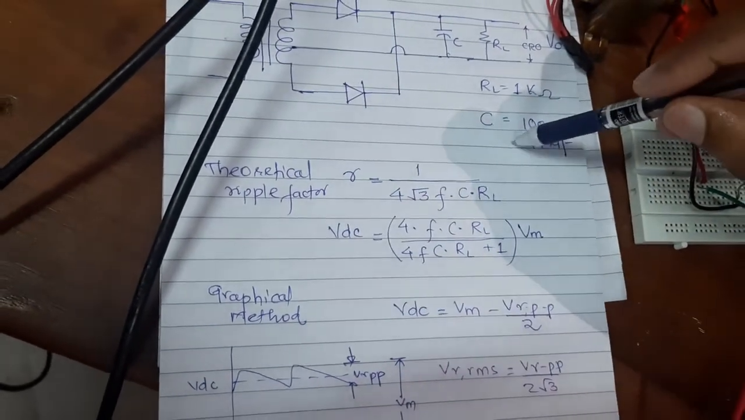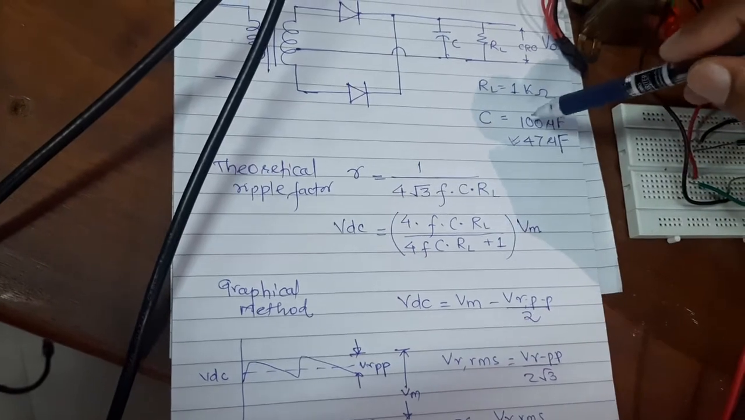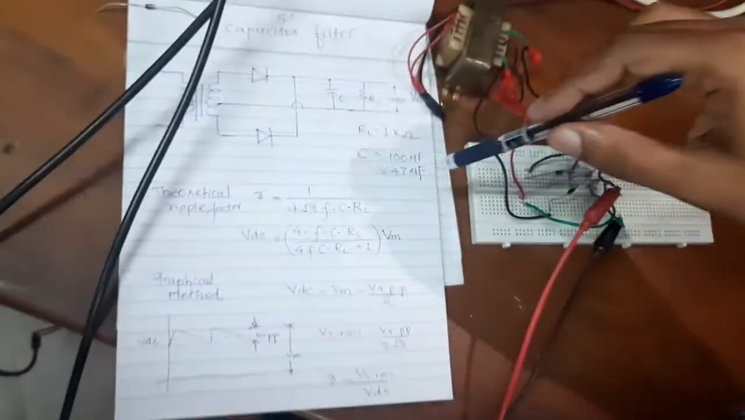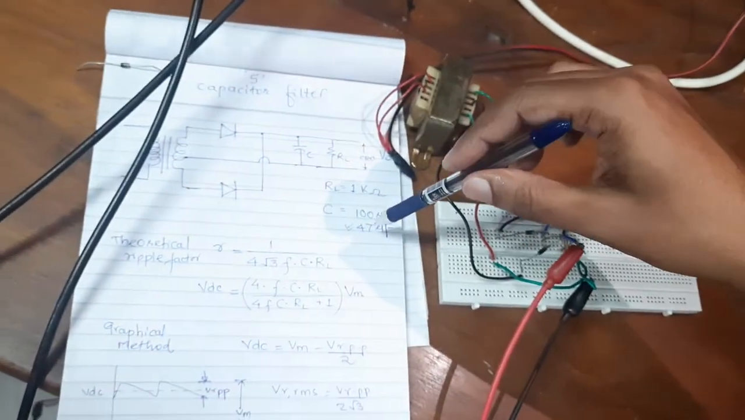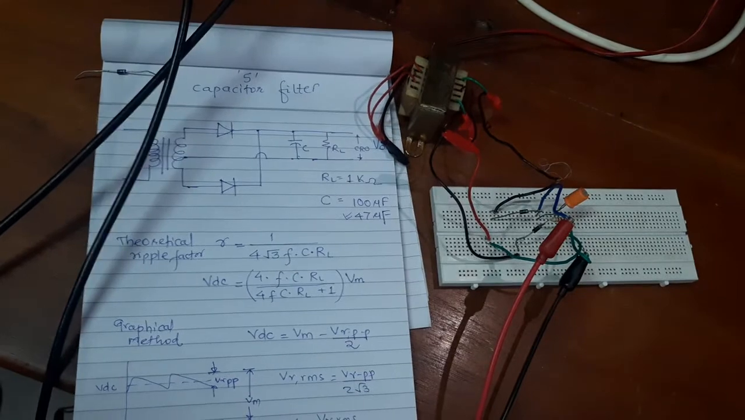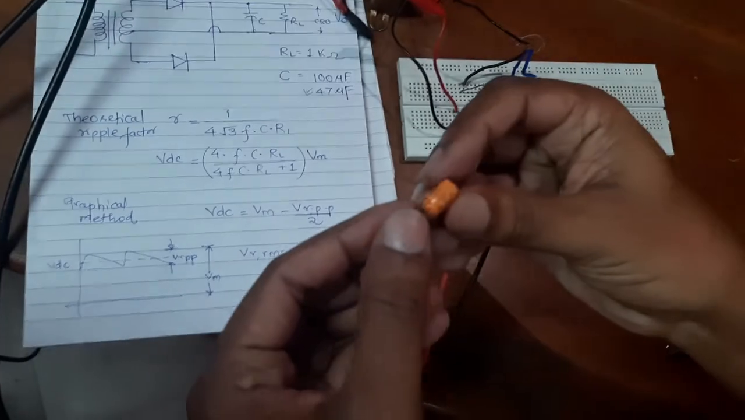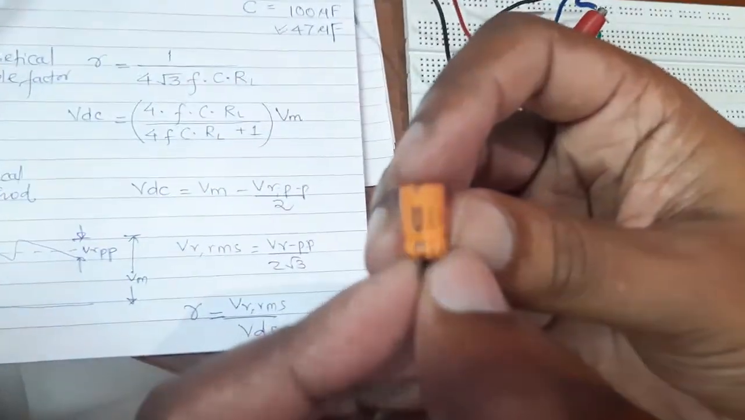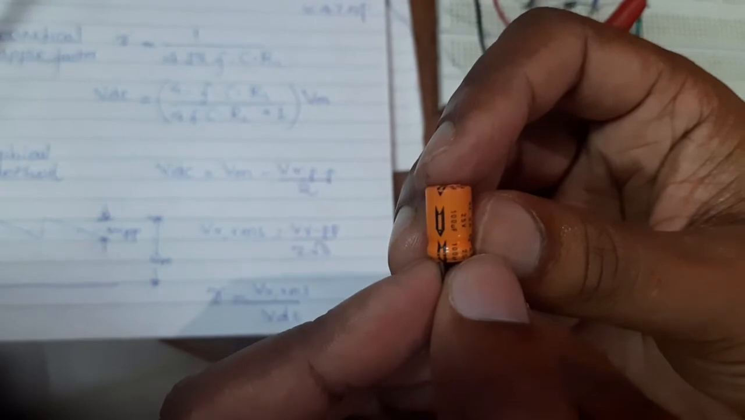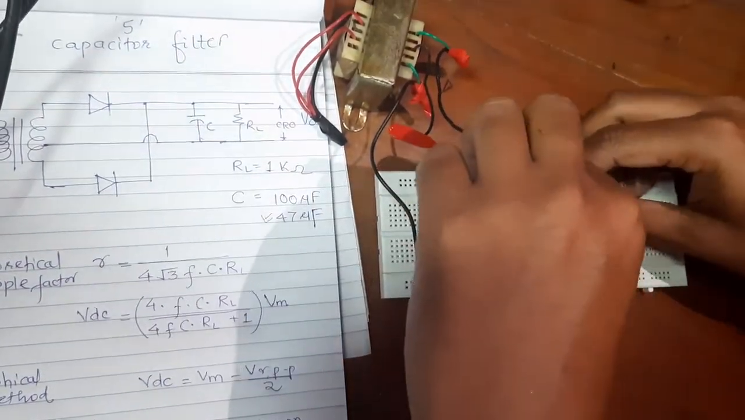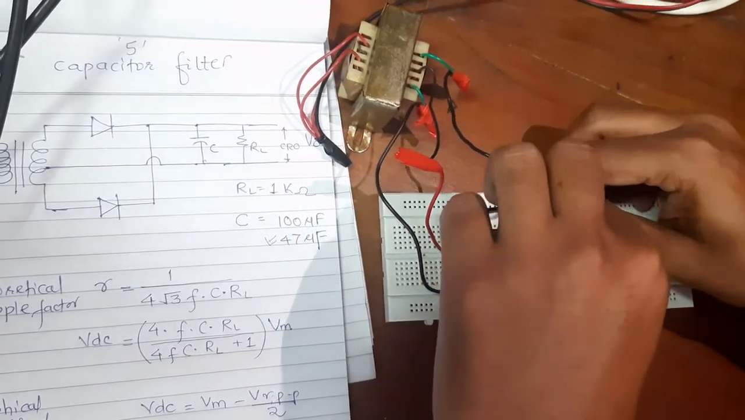Now we'll see the same using 100 microfarad. You have to find out which is better, whether having a higher value of C is better or a lower value of C is better. So I am using a capacitor of 100 microfarad. Now you can see here, it is 100 microfarad. So I am using a higher value capacitor.